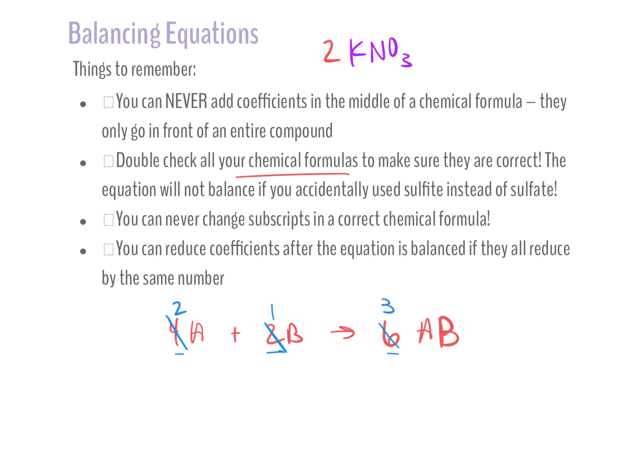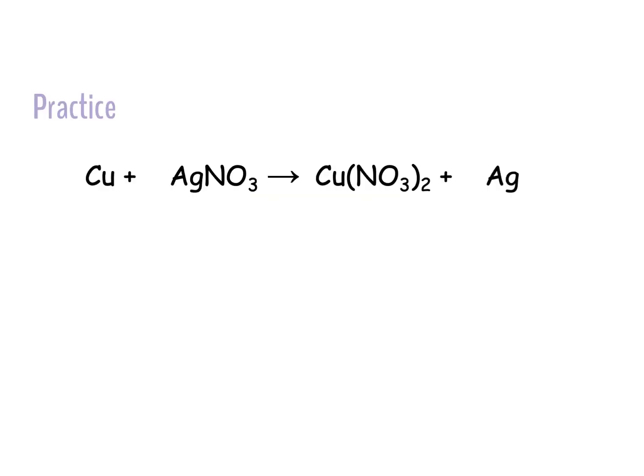So I gave you a lot of information and a lot of rules to follow. Let's actually put some into practice here. Okay? I'm going to start with a simple one. I've got copper plus silver nitrate yields copper nitrate and silver. Can you tell me what category of chemical reaction this falls under?